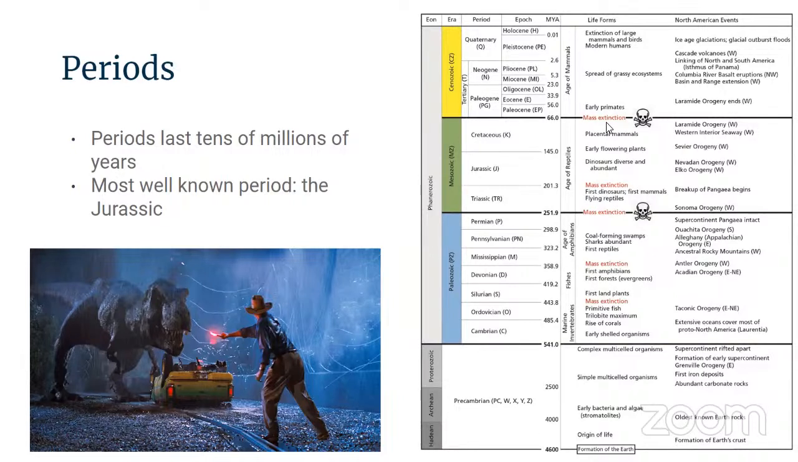Okay, so once we're within our eras, we then have our periods. The periods last tens of millions of years. I think the most famous of them is probably the Jurassic. So the Jurassic is a period within the Mesozoic era, within the Phanerozoic eon, is how we would discuss that.